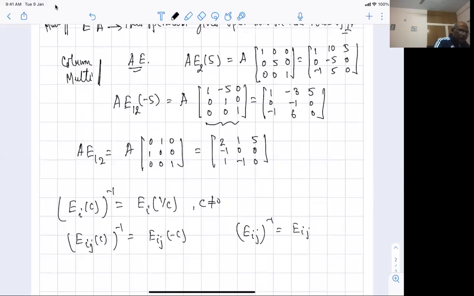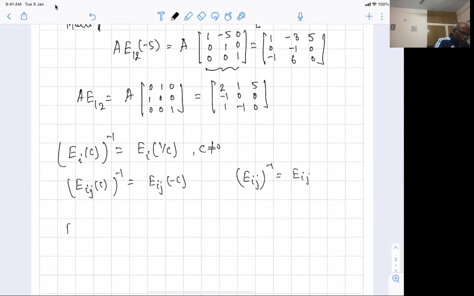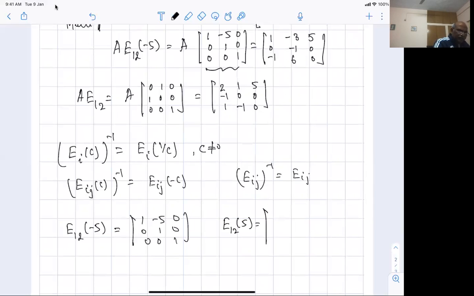So just try that out yourself. For example, E1,2 of minus 5 was supposed to be equal to 1, minus 5, 0, 0, 1, 0, 0, 0, 1. So E1,2 of 5, if I look at the definition, c becomes minus c, so minus 5 will become 5 here: 1, 5, 0, 0, 1, 0, 0, 0, 1. Multiply these two and verify that you do get I3. Fine. So try that out yourself.